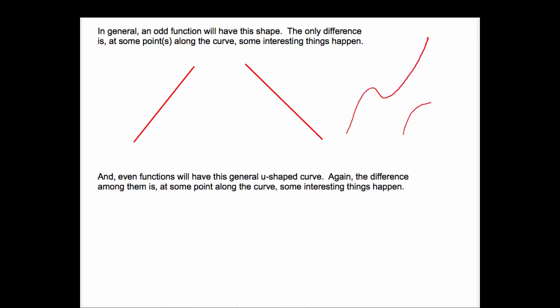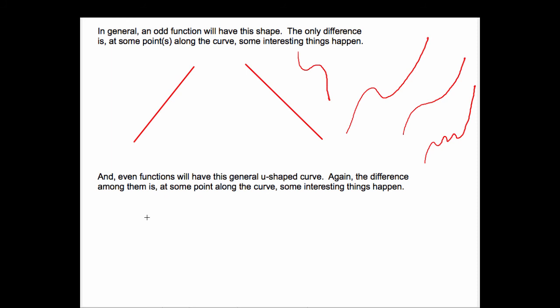Okay, could look like this. Could look like this. All right, could look like this. Okay, lots of variations. But in general, if we were to zoom way, way, way far out on the curve, make our viewing window of our calculator like in the thousands, we are going to see this general linear look to any odd function.